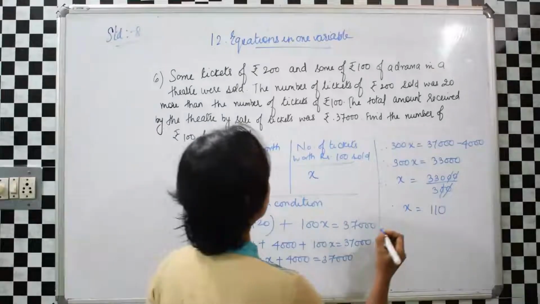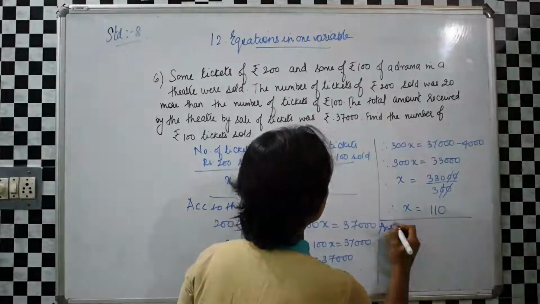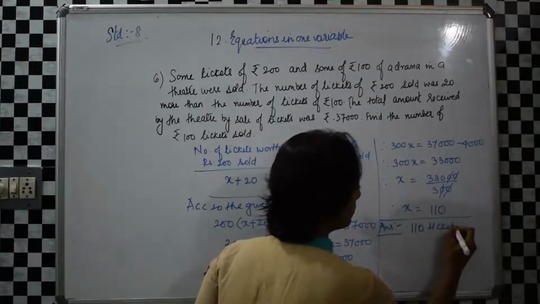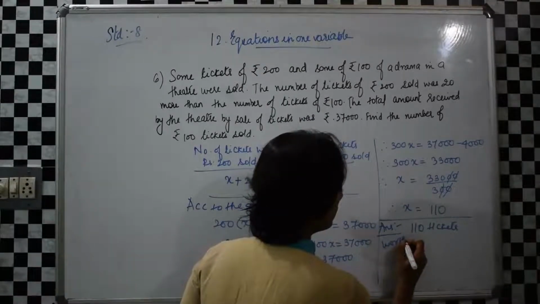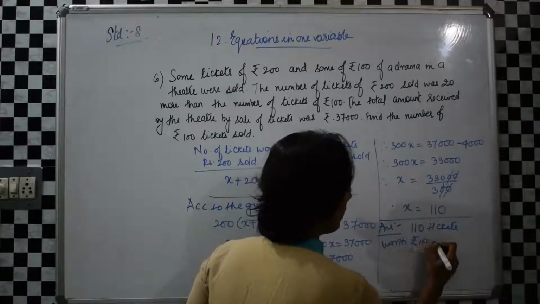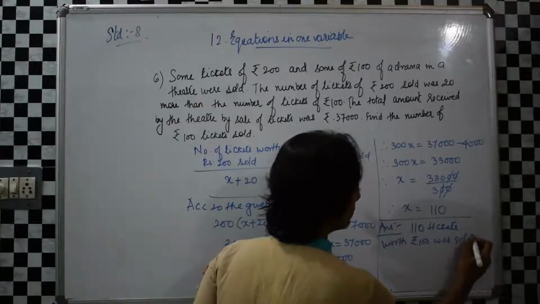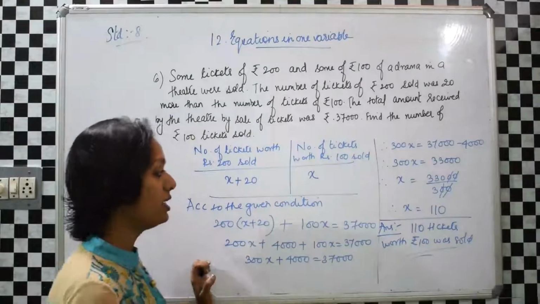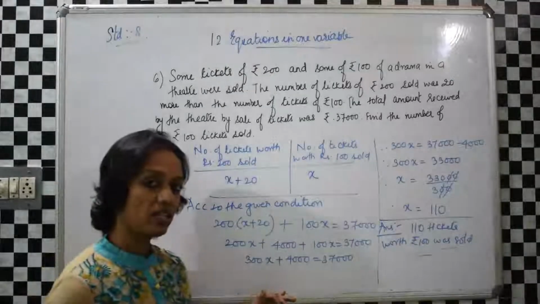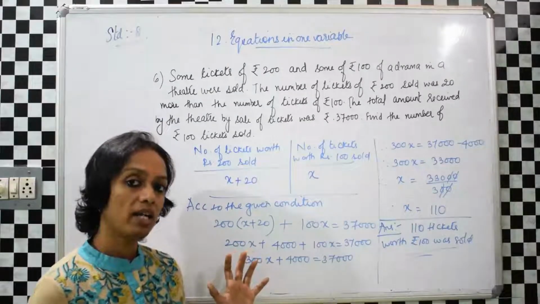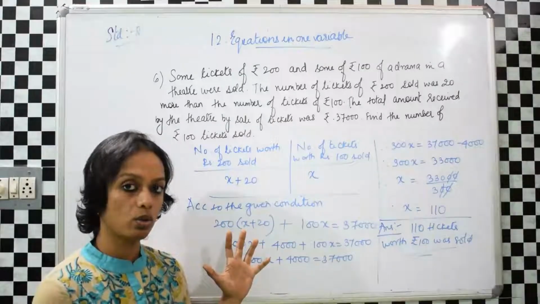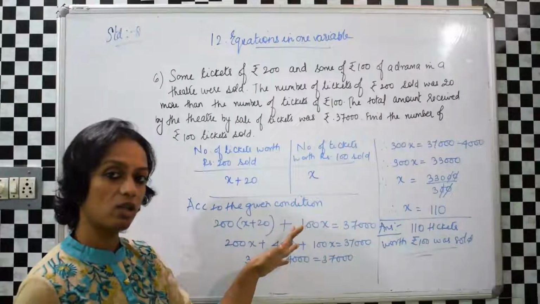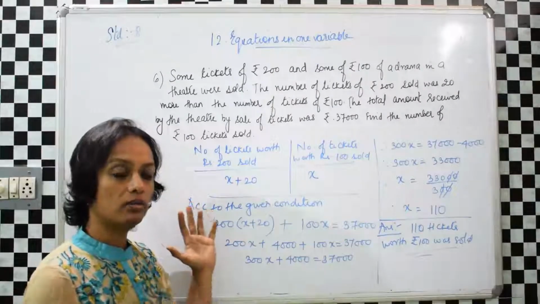So I'll write here. Final answer. 110 tickets worth rupees 100 was sold. So wasn't this an easy sum? Though it looked very complicated, this was an easy sum. So in case they ask a question like how many tickets of 200 rupees were sold, you simply have to add 110 plus 20. So 130 tickets of 200 rupees worth were sold.